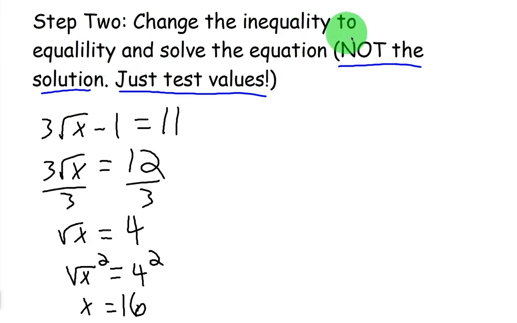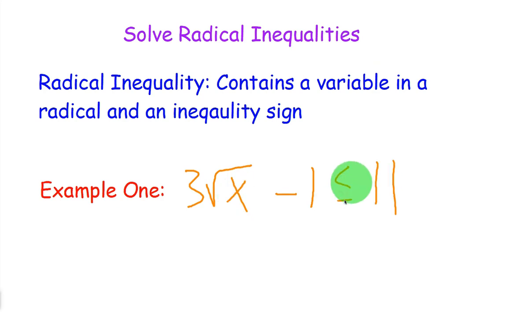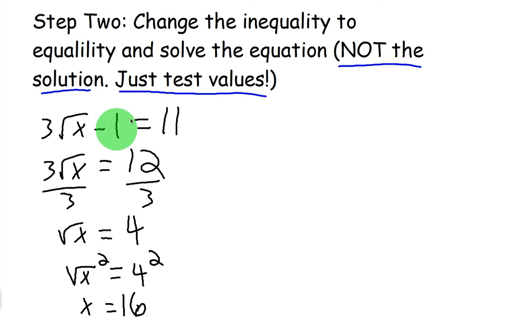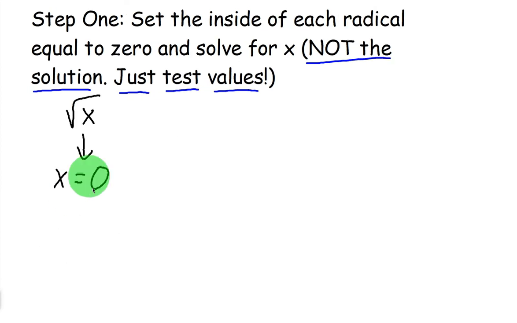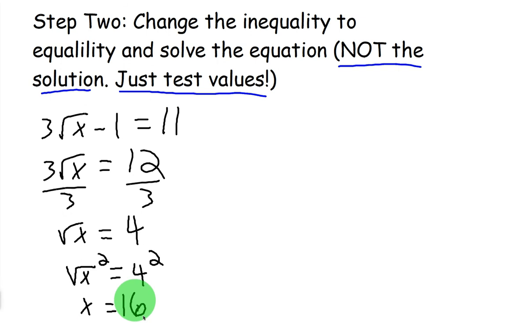Step 2 is to change the inequality to just a straight up equation and solve the equation. Again, that doesn't give you the solution for x, it just gives you test values. So we're going to change this to just an equation and solve, get x by itself. We'll add 1 to both sides. We get 3 times the square root of x equals 12. Divide both sides by 3, square root of x equals 4. And then square both sides, not square root. Squaring cancels out the square root. So we get x equals 16. So we've got two values to put on the number line right now, 0 and 16.